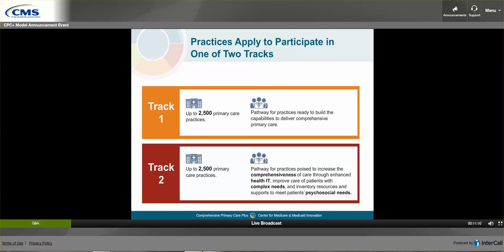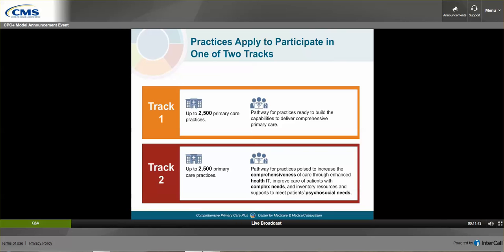CPC Plus will offer practices many benefits: the ability to provide enhanced care for patients and improve their outcomes, engagement in a robust learning community of other practices working hard on care delivery redesign, and involvement with payers providing aligned payment, quality measurement, and payer data sharing. In Track 1, we'll have up to 2,500 primary care practices, and this is for practices ready to build the capabilities to deliver comprehensive primary care.